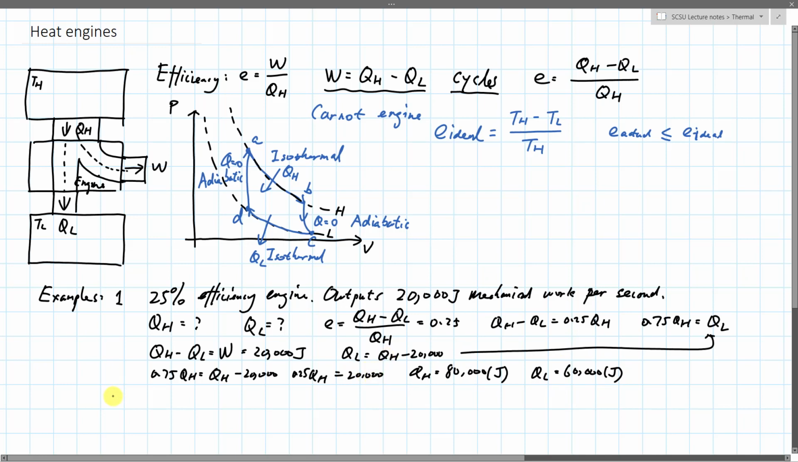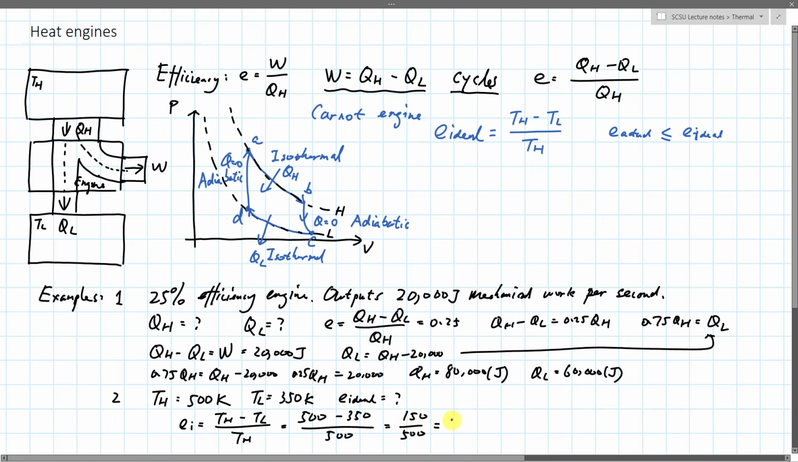Okay, so let's go through another example about ideal engines. What is the ideal efficiency? What if we have a high temperature gas as the working material at 500 Kelvin? We need to use kelvins for the Carnot engine calculation. And we have a low temperature of 350 Kelvin. So what is the ideal efficiency, the best efficiency we can get from an engine? This ideal efficiency would be equal to temperature high minus temperature low over temperature high. So 500 minus 350 over 500. So 150 over 500, or 30%.